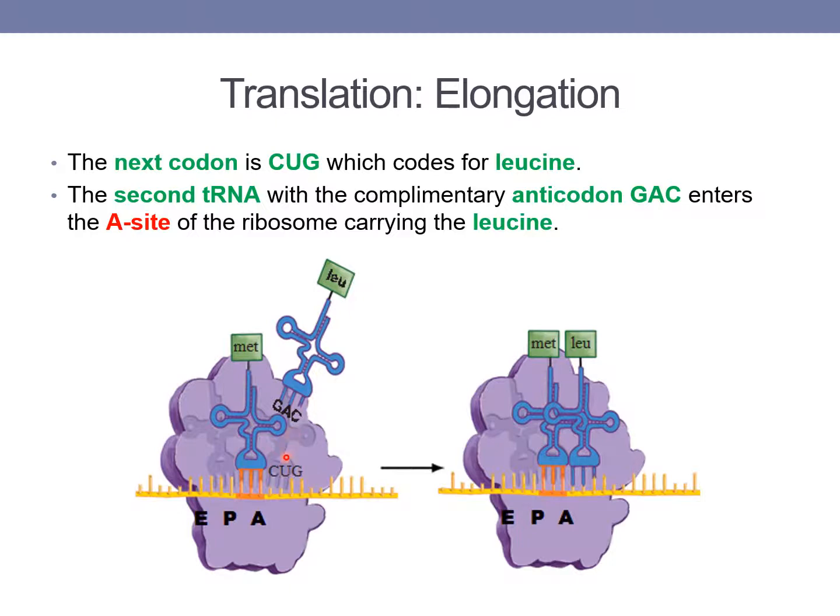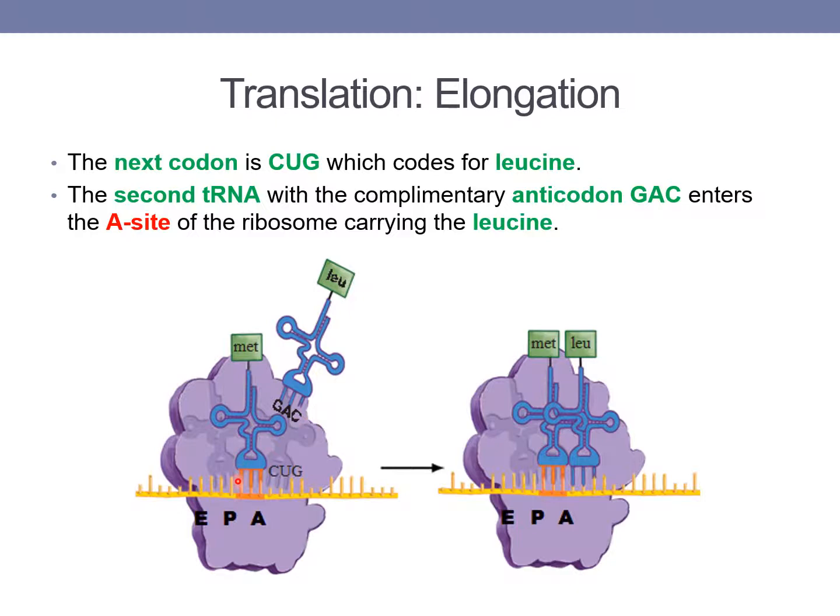The second transfer RNA, with the complementary anticodon, is now carrying the leucine amino acid, and the anticodon is going to be complementary to the codon to be that double check before it lays down that leucine in the ribosome. So the C on the codon is complementary to the guanine, the uracil is complementary to the adenine, and the guanine is complementary to that cytosine on the anticodon.